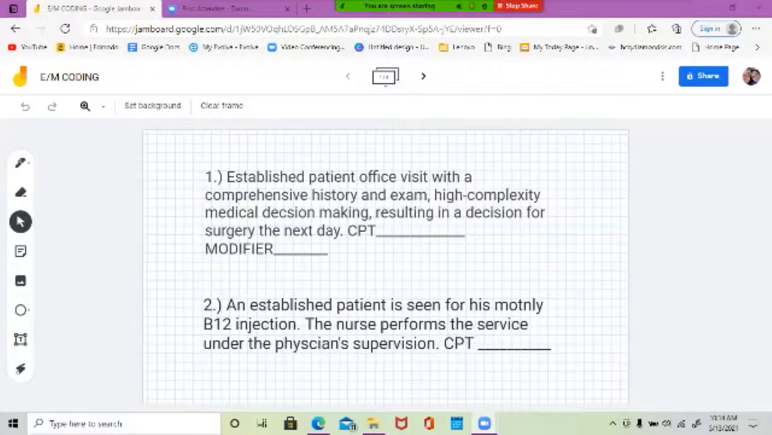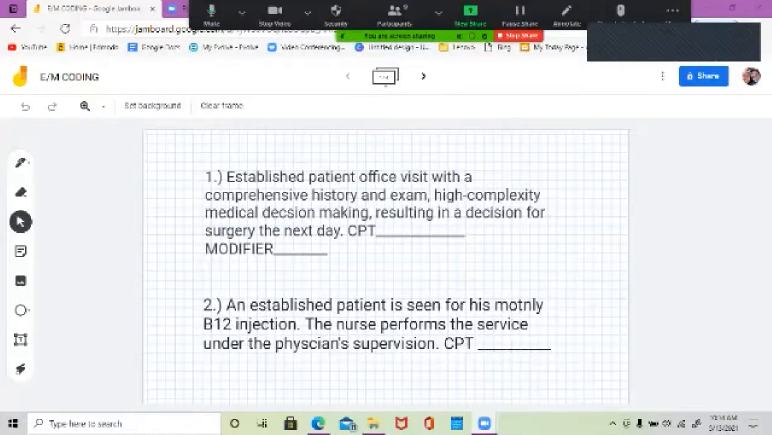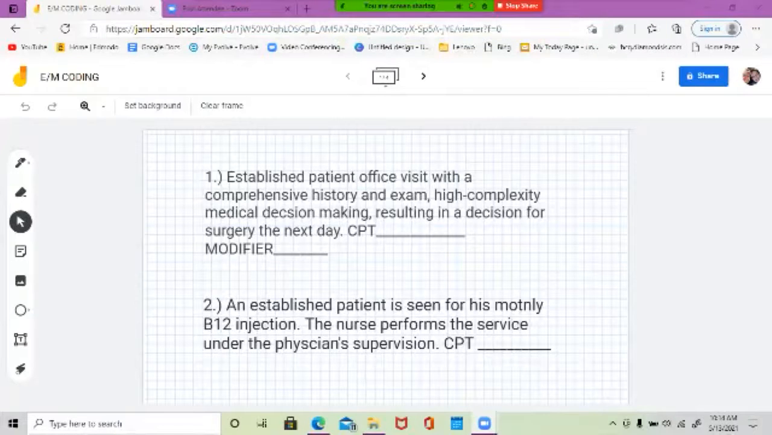This one should be easy for you because we just talked about it, right? So Sonia, what do we use? An established patient is seen for his monthly B12. The nurse performs the service under the physician supervision. We just talked about that code. Right. It was 99211. Why? Because the nurse did it, not the doctor, right?